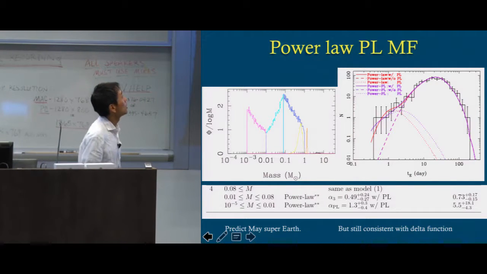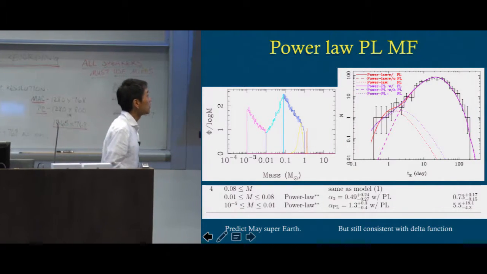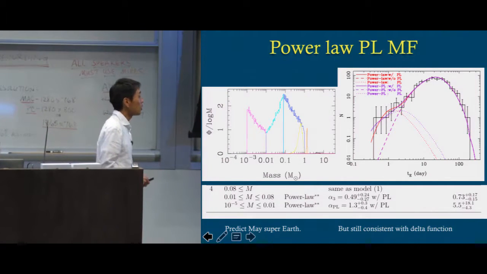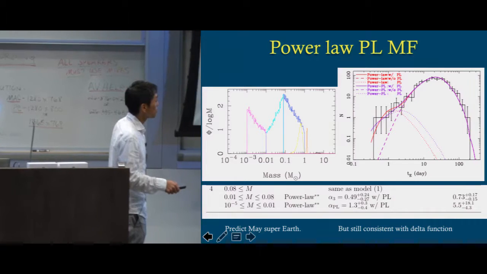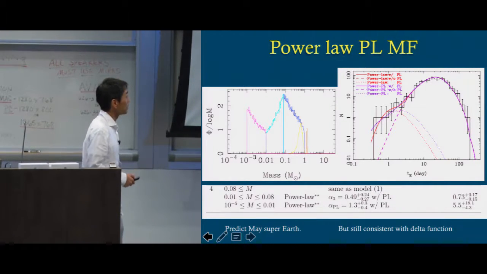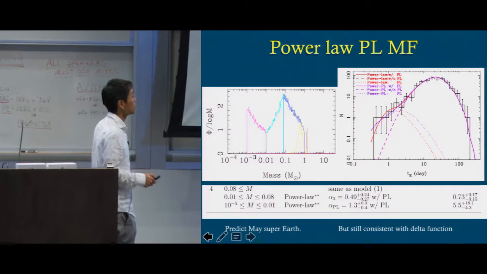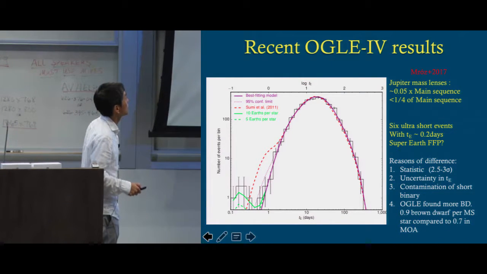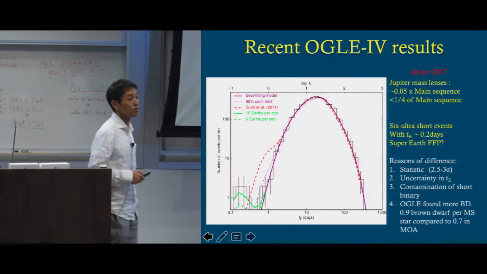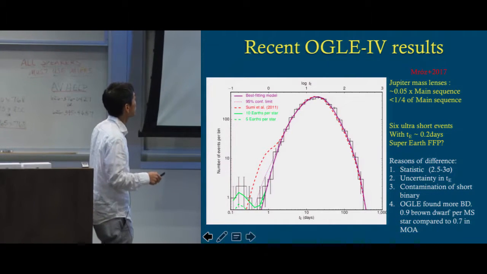So we also try to model the power-law mass function for the planetary mass object, and predicting about 5 times the main sequence stars. But we cannot distinguish from the delta mass function. So here is the OGLE recent result based on the 4,000 microlensing events.